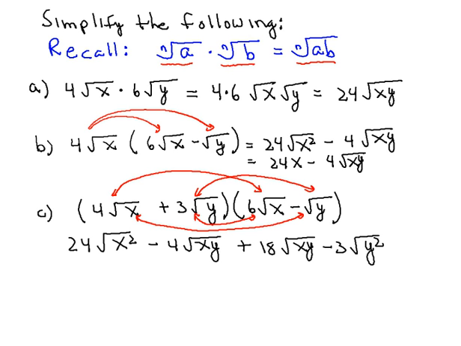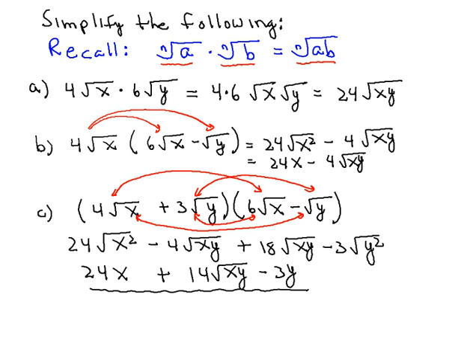So going back to the first term now, the square root of x squared is x, so that will simplify to 24x. And the middle 2 terms you can see are like radical terms, so they will combine into 14 times the square root of xy, adding the coefficients together. And then for the last term, the square root of y squared is y, so that will give us minus 3y. So our final answer: 24x plus 14 times the square root of xy minus 3y.